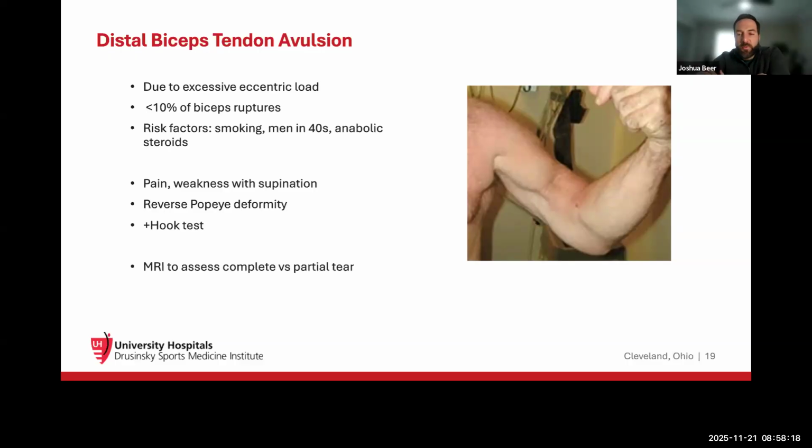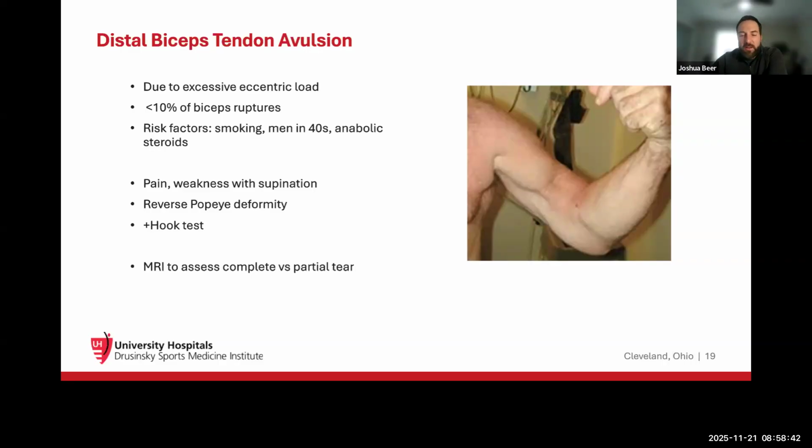Pain, weakness with supination. They're going to have weakness of flexion, but really with supination is how you test them out. They may have this reverse Popeye deformity where the bicep muscle lifts proximally. And then you can do what's called a hook test, where you grab your index finger, you palpate where their distal biceps tendon crosses the elbow joint, and you should be able to hook your finger behind it.